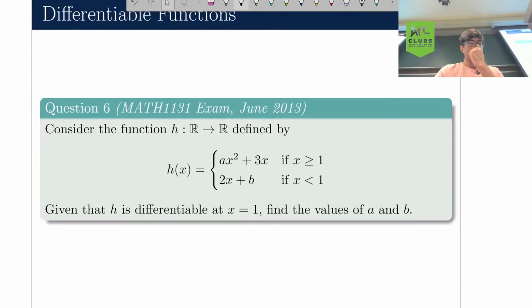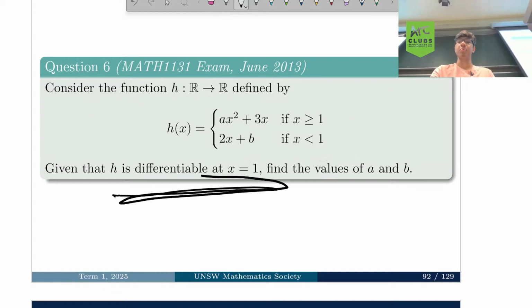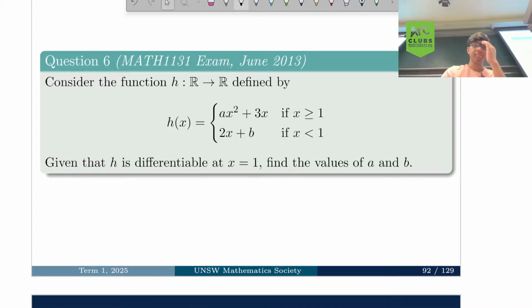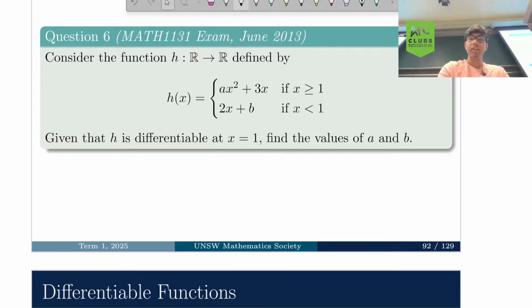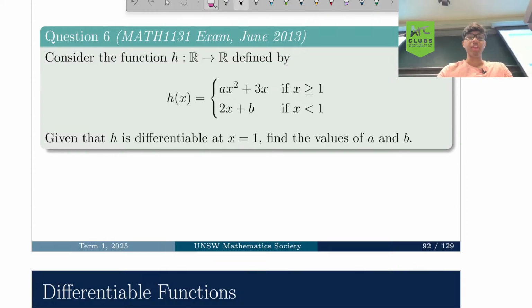So, consider this function h from real to real defined by this little piecewise here. Given that h is differentiable at x equals 1, we want to find values of a and b. So, let's consider the point at x equals 1. If I know it's differentiable at x equals 1, then the derivative, or the gradient, as I come from the left-hand and right-hand sides, must both be the same thing.